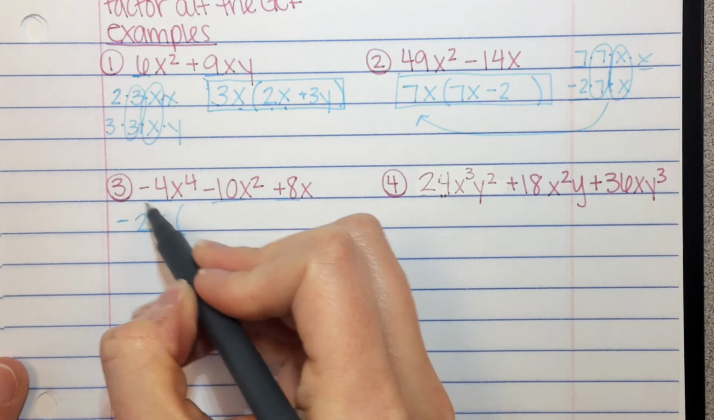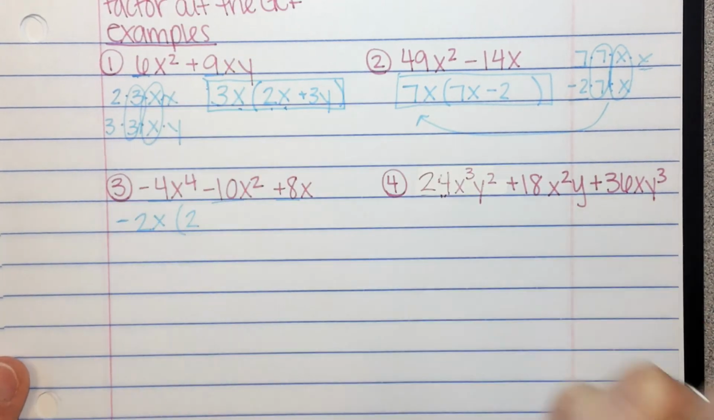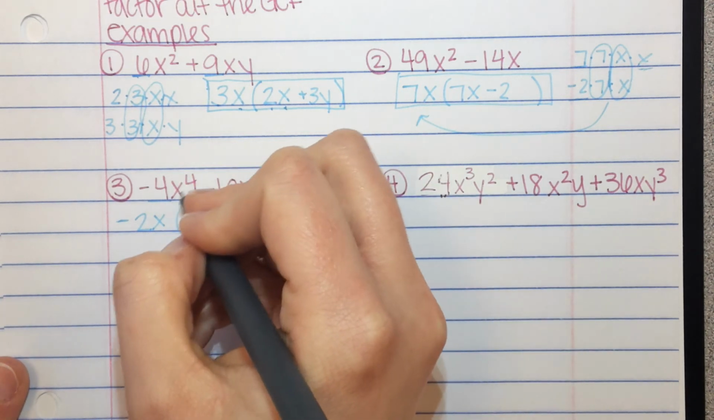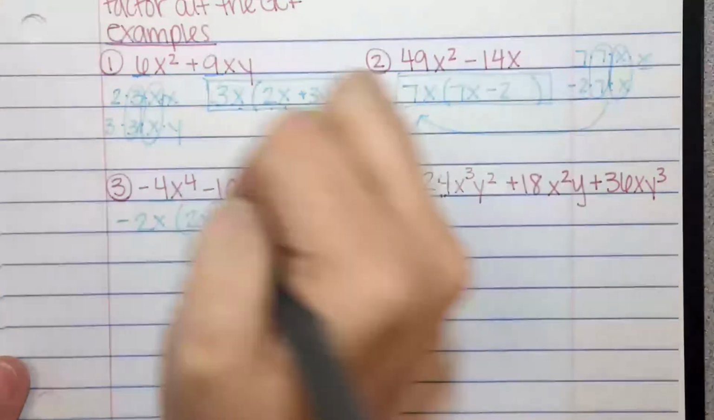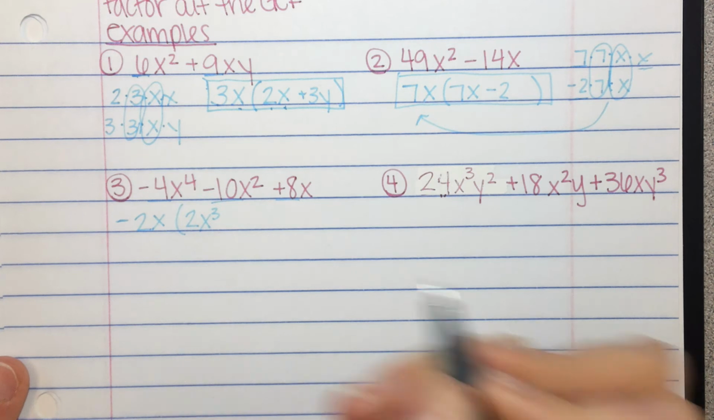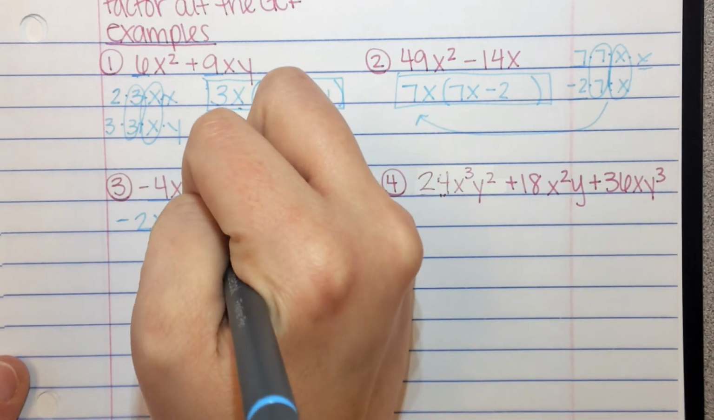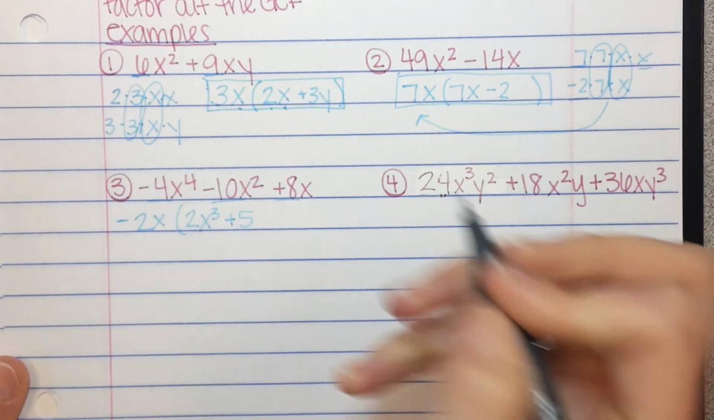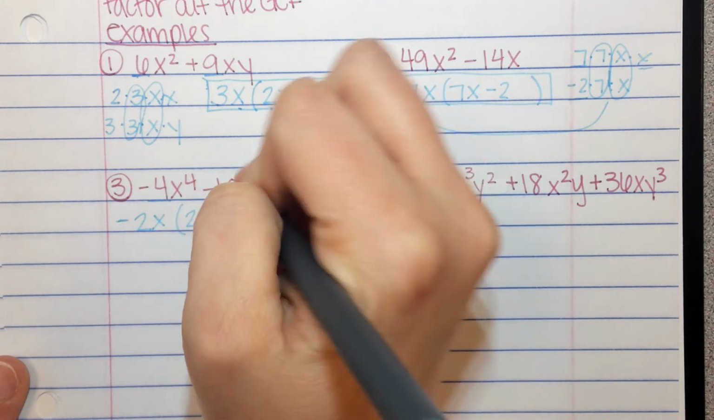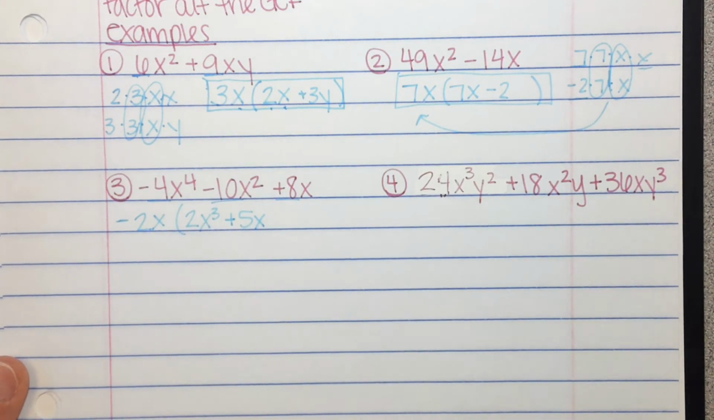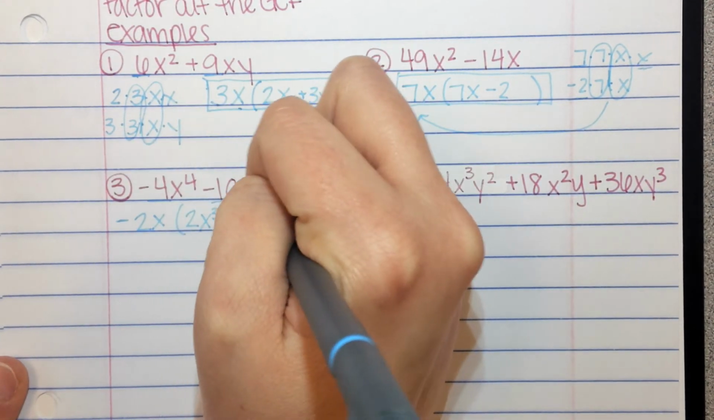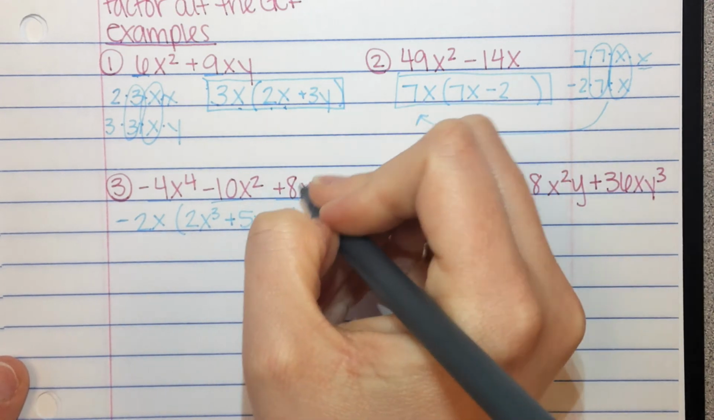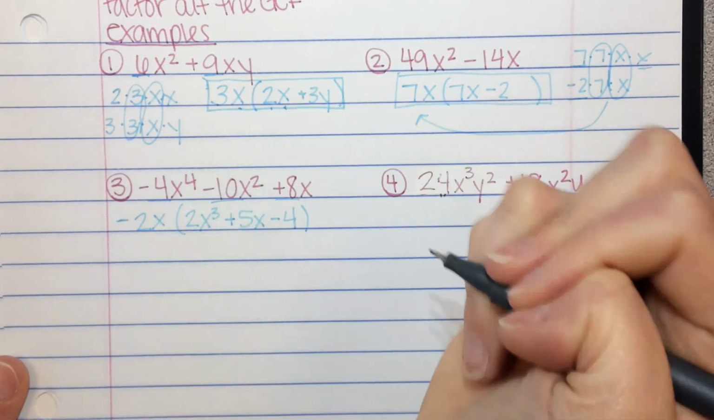-4 divided by -2 is 2. If we have 4 x's and we take out 1, how many are left? 3. -10 divided by -2 is 5. I have x squared. I take out an x, so I have 1 left. And then 8 divided by -2 is -4. I had an x, but I took it out, so I don't have any.